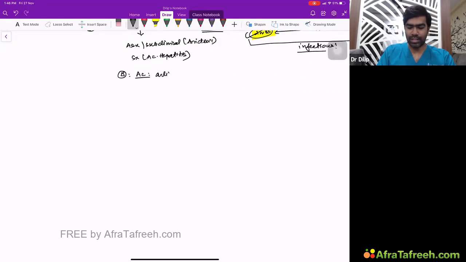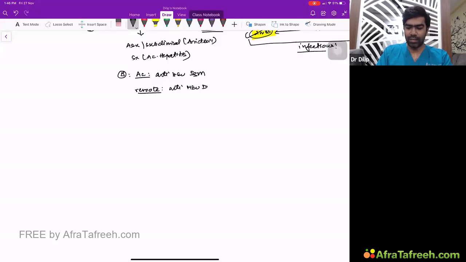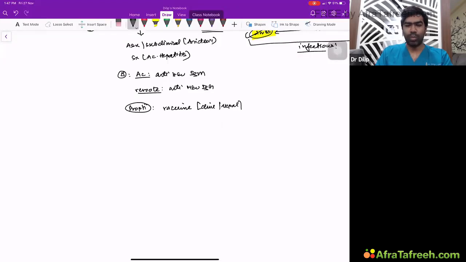For the diagnosis of acute infections, we use anti-HEV IgM, which usually persists for a period of 4 to 6 months. And for remote infection, you can think about anti-HEV IgG. For remote infection, anti-HEV IgM will be negative, but anti-HEV IgG will be positive. For prevention, prophylaxis, you don't have any vaccine available in India right now, but some vaccine has been developed in China and Nepal, but not globally licensed. It's not available elsewhere. Only in China and Nepal do you have a vaccine for hepatitis E virus, but it's not globally licensed.